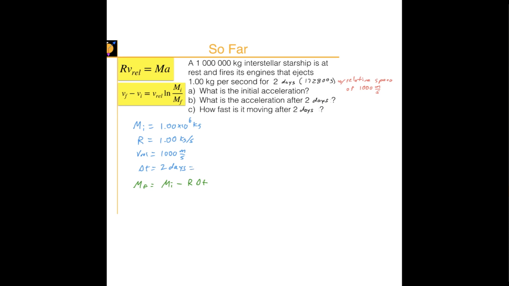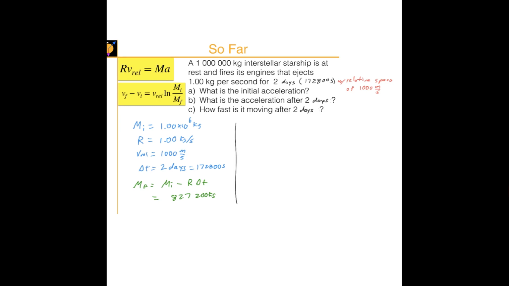Oh, and by the way, 2 days, of course, is 172,800 seconds. So when I calculate M final, I get approximately 827,200 kilograms. So it's lost roughly 17% of its mass after firing for 2 days. So at least 17% of that rocket was fuel to spend, and that's usually more than that. Usually a large percentage of a rocket is fuel. It takes a lot of fuel to get these suckers going. So we have everything we need.